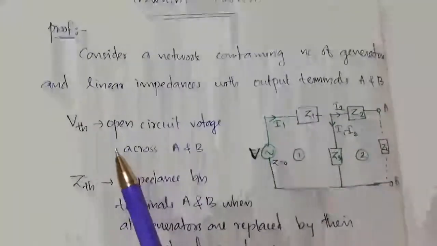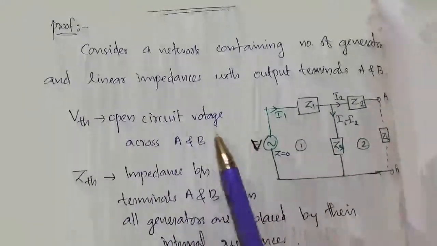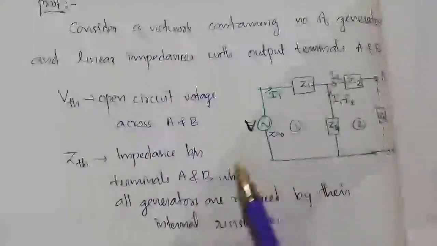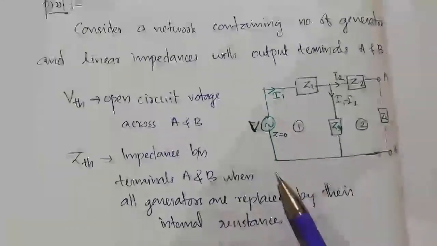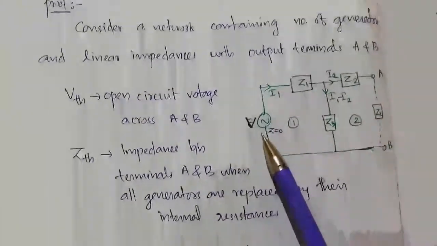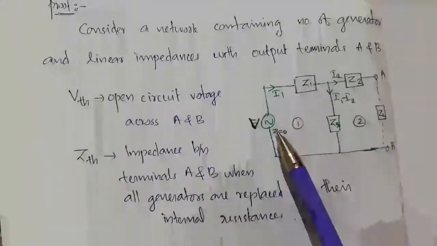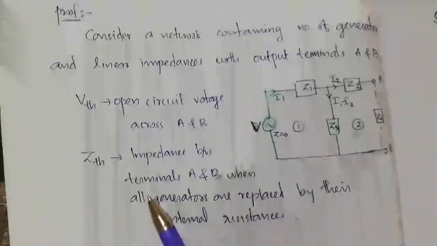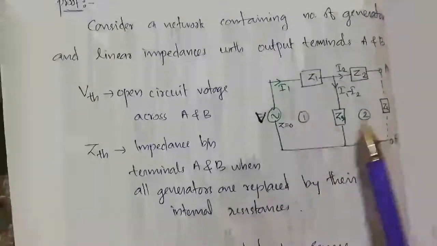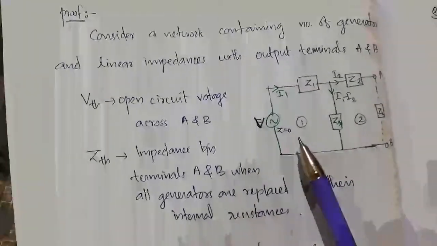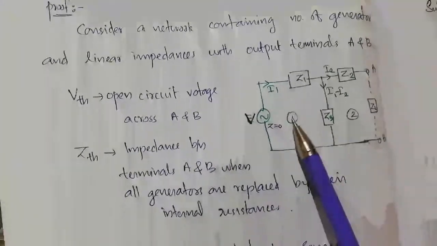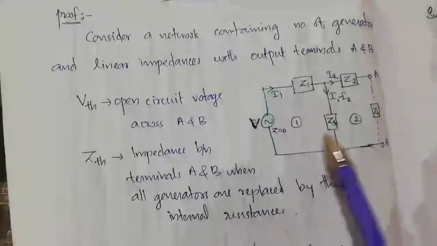Here we know from the theorem that VTH is the open circuit voltage across A and B, and ZTH is the impedance between terminals A and B when all generators are replaced by their internal impedance. In this circuit we have only one generator V, so we have to replace it by its internal impedance to find ZTH. Okay, now there are two meshes, 1 and 2.